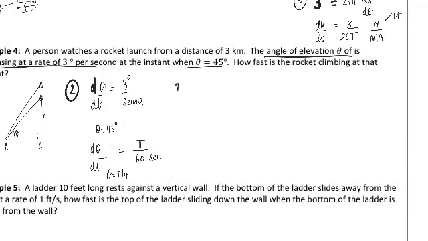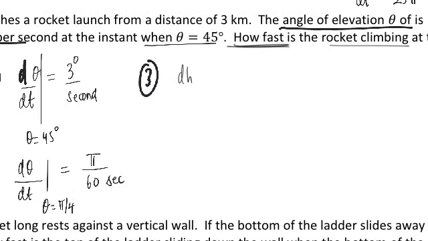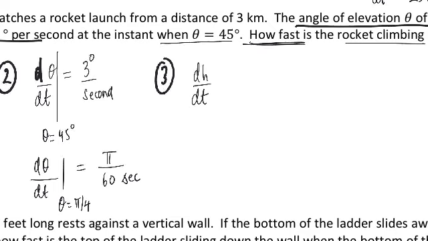Okay, then step 3 is the find rate. The find rate is, it says how fast is the rocket climbing, so dh/dt, at that time, right, that instant, right? So we want the dh/dt at this same when, right? Remember, the long line tells us when, or the snapshot moment. So we want dh/dt at theta is equal to pi over 4.